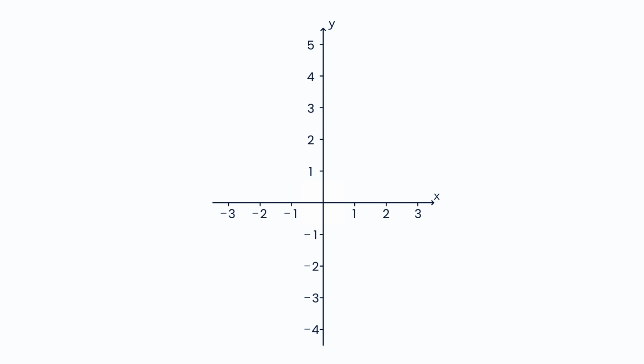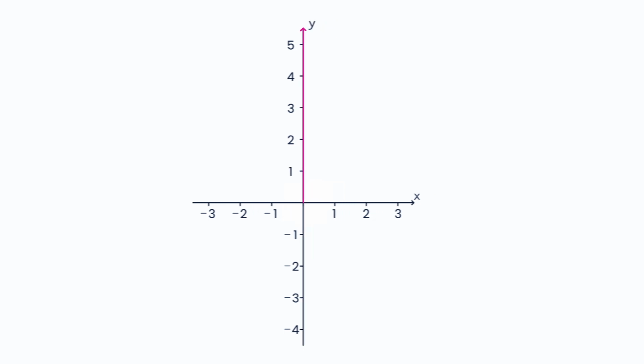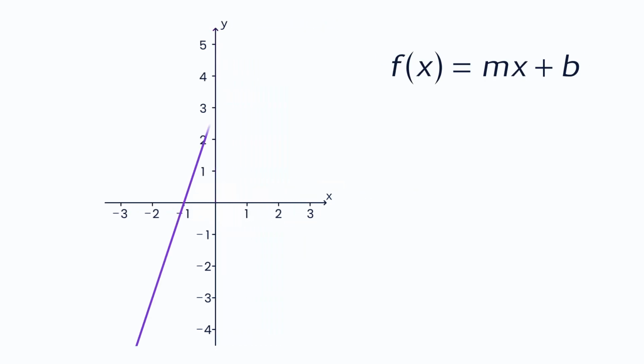If b is greater than 0, then the graph intersects the y-axis above the origin. Take this example, where b is equal to 3. That means that the graph's y-coordinate when x is 0 is y equals 3. The graph of the linear function will therefore intersect the y-axis at the coordinates 0, 3.